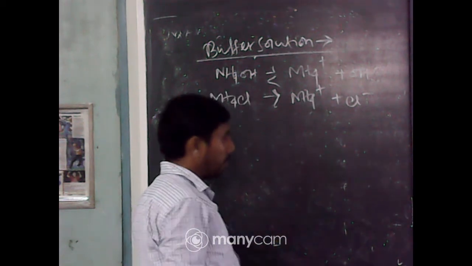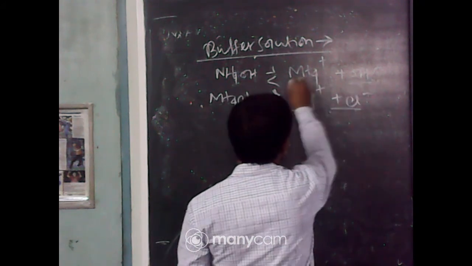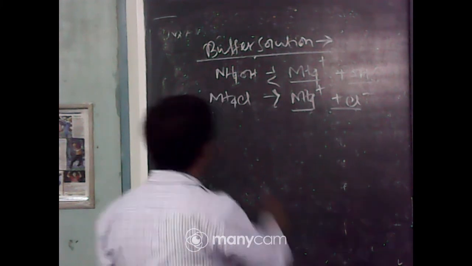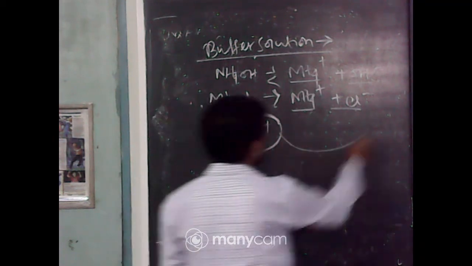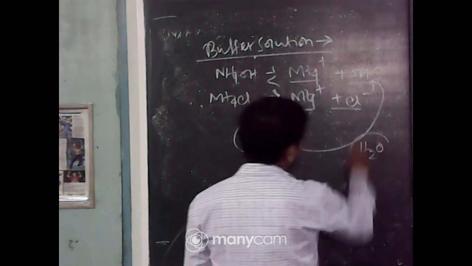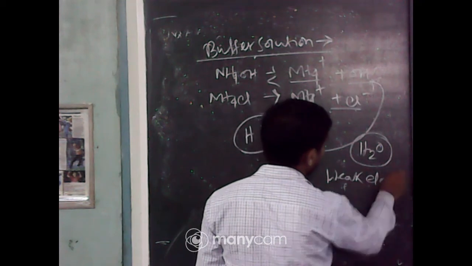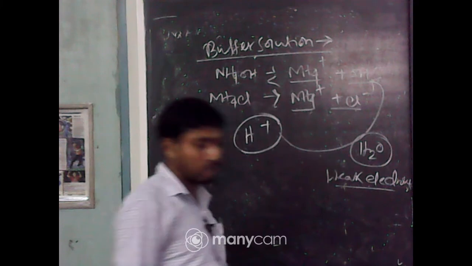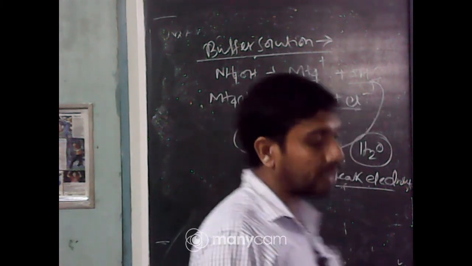Now, in a buffer solution there is the presence of NH4+, Cl-, OH-, NH4+. Now if we add H+ here, it will interact with the OH- producing H2O, which is a weak electrolyte and its pH is also neutral. So, the pH of the solution will be the same, that is it restricts the pH to that level.